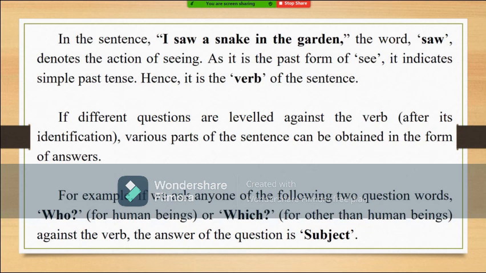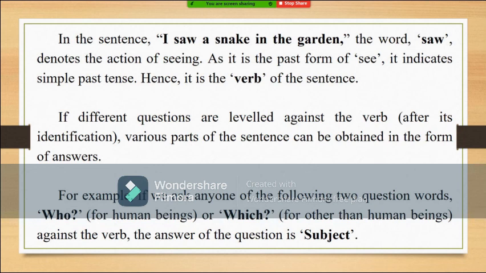Now, let me read it. In the sentence, I saw a snake in the garden, the word saw denotes the action of seeing. As it is the past form of see, it indicates simple past tense. Hence, it is the verb of the sentence. After identifying what the verb is, if we ask different questions of the verb, then we would get some answers. Those answers are called by different names. Let us see. If different questions are leveled against the verb after its identification, various parts of the sentence can be obtained in the form of answers.